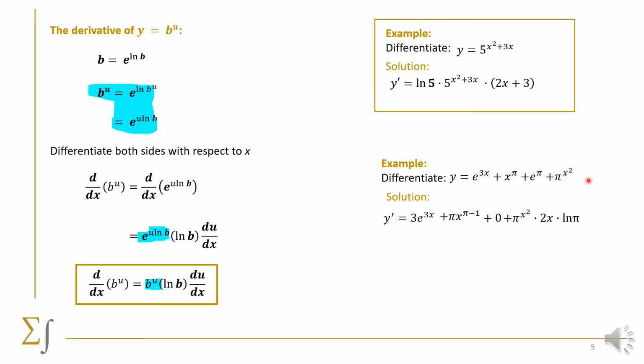And finally, we come to pi^(x²). Again, we apply this formula. So we have the same function, pi^(x²), multiplied by the derivative of the exponent, which is 2x, multiplied by the natural logarithm, ln, of the base, which is ln pi. Now, let's see the next.